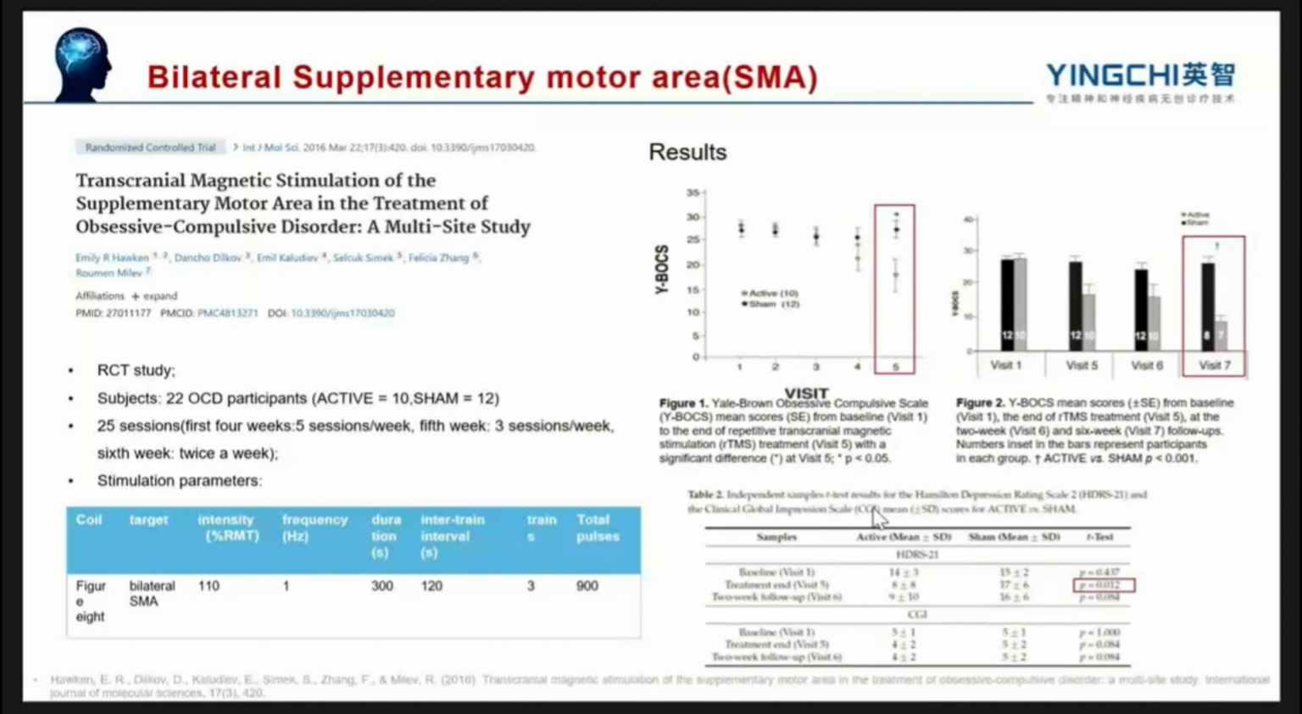It's worth noting that the response rate of the active group is higher than in the previous studies. The previous RCT studies have a 67% response rate in 20 treatment sessions. But in this study, we used 6 weeks of treatment, and we achieved an 80% response rate. So this implies that maybe longer treatment can have a better effect.